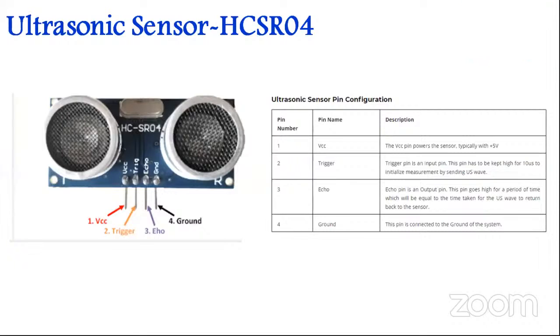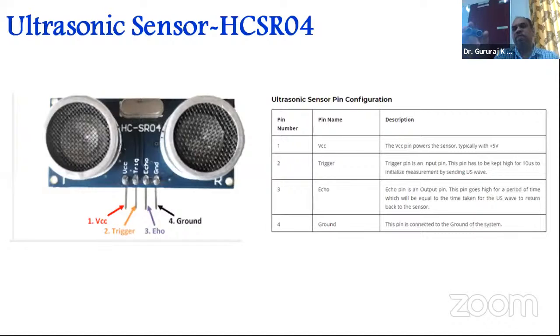This is the sensor we are using, the ultrasonic sensor. This sensor has two components, a left and a right component. One component is an emitter, the other one is a receiver, E and R. The emitter sends the signals, the receiver receives the signals.